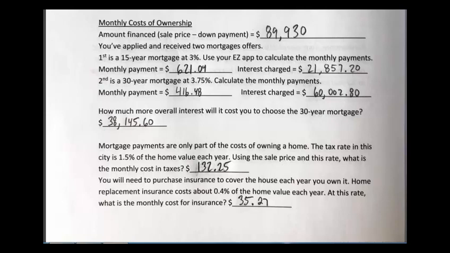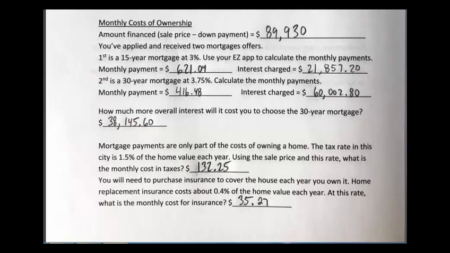Now we go ahead and make a few slight adjustments for the 30-year mortgage: change the interest rate to 3.75%, make it a 30-year mortgage. Now our payments are $416.48, and then the total interest charge is $60,002.80. Next question then, how much more overall interest will it cost if we choose the 30-year mortgage? Well, if we choose the 15-year mortgage, we are paying an interest of $21,857. With the 30-year mortgage, we're paying $60,000. So we find the difference between those two. It's $38,145.60. So you can see it's quite a bit more to choose that 30-year mortgage.